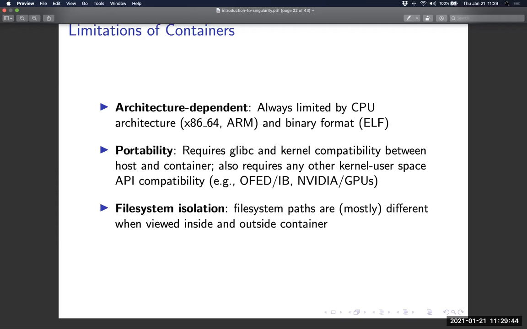And file system isolation. I don't know if this is a limitation, but basically this is another point. The file system inside the container looks different than the one outside the container, which is understandable, but you can manipulate what the file system looks like on the inside. So for example, if you want to see your Lustre scratch space in a container on Comet, you can do that. You just have to add another option to bind that file system to your container, right?